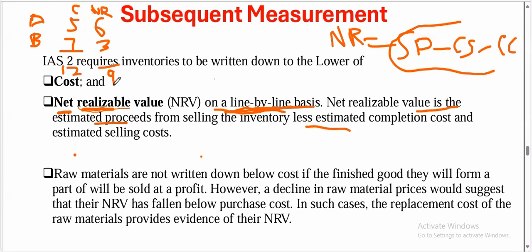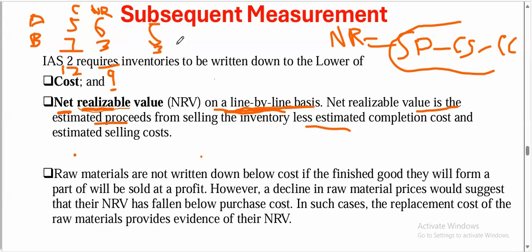Now, if you are valuing this inventory, the standard says we should use the lower of cost and net realizable value, right? So total cost of the two is 12, total net realizable value is 9. So which one are we going to pick? Are we going to pick the 9? The standard says we should value them line by line. So it means value A separately and value B separately. Come to A, pick the lower, which is 5. Are you following? Come to inventory B, what's the lower of the cost and the NRV?